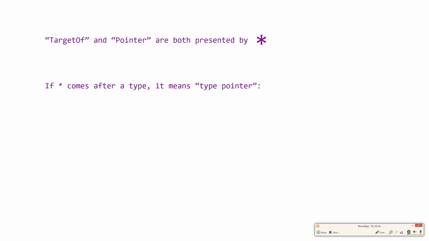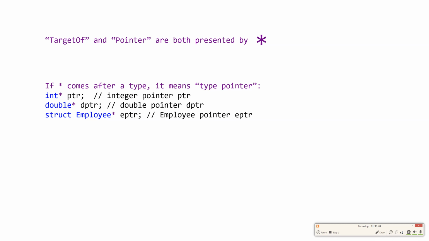And so if an asterisk comes after a type, it means type pointer. Integer pointer, double pointer, employee pointer. They're all pointers. And the size of all these things is 4 or 8, depending on what your platform is. So iptr is 4 bytes, dptr is 4 bytes, eptr is 4 bytes. It doesn't matter what the target is. If you are sending an envelope to an address, it doesn't matter if it's a house, apartment, or government building. The address size is the same. It's the exact same thing over here.